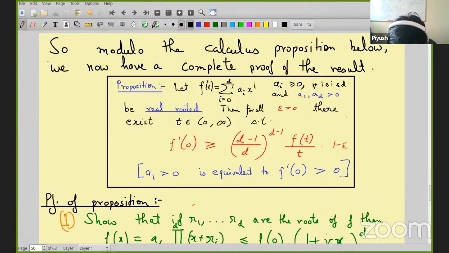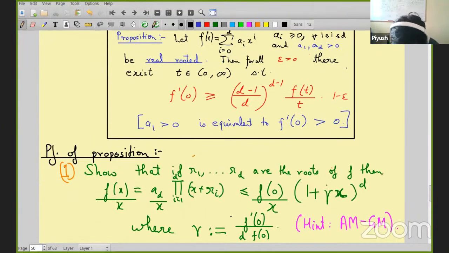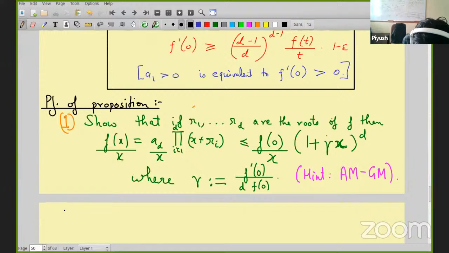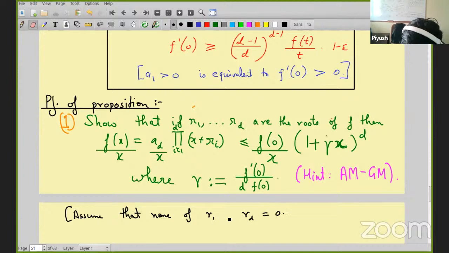So suppose that we assume that f is real rooted. So let r1 to rd be the roots of f. For now, let's assume that 0 is not a root. This is a situation we are in also, by the way. Why is that? Because permanent of A is non-zero, and so on. But for now, let's assume that none of the r_i are 0.